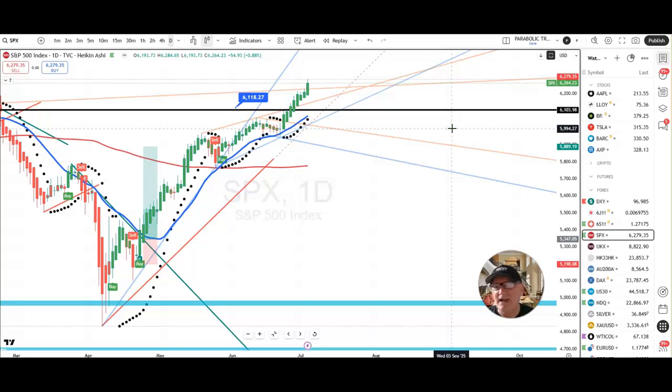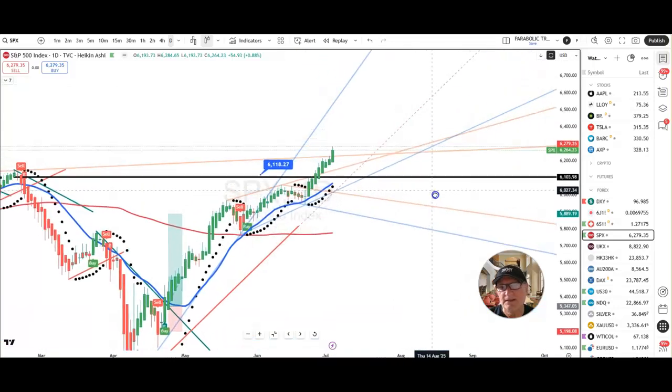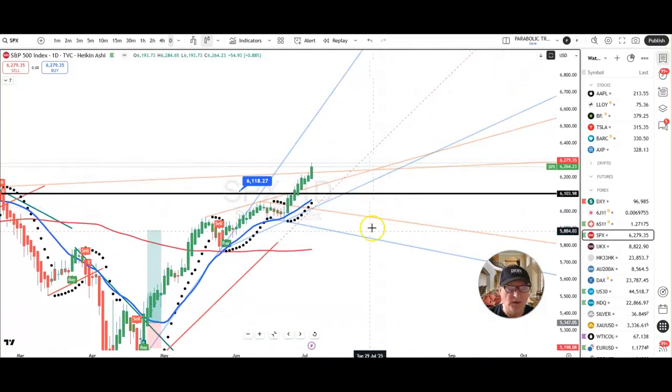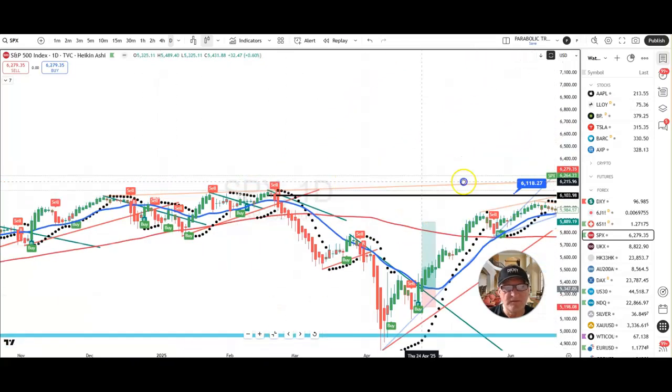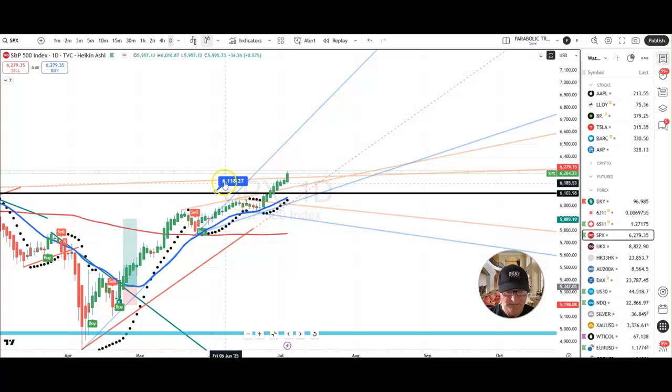Onto the indices now, and the S&P 500 has broken out. As we can see, is it parabolic? You bet your life. We can see it. It's broken out from the previous high and hit our target 61.18 from last week's weekly Forex forecast.